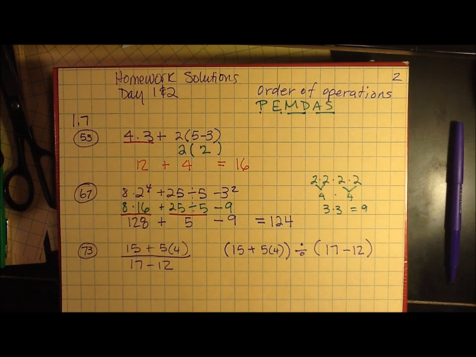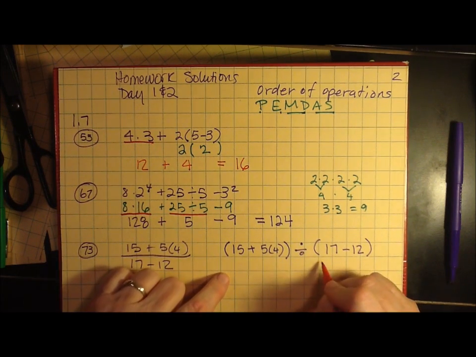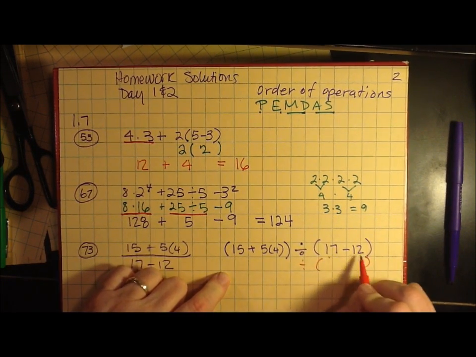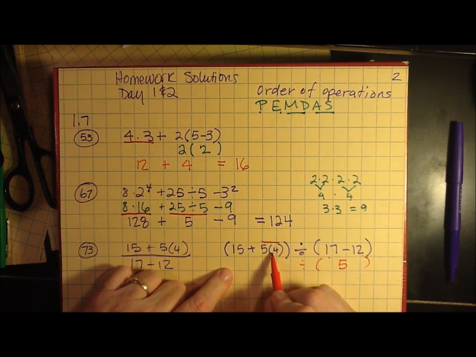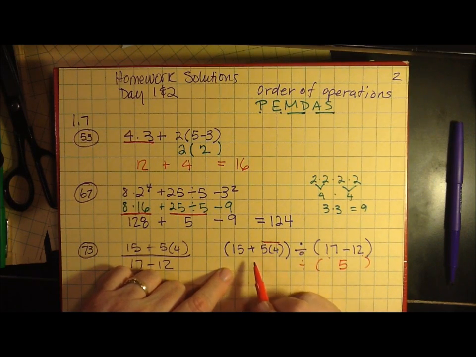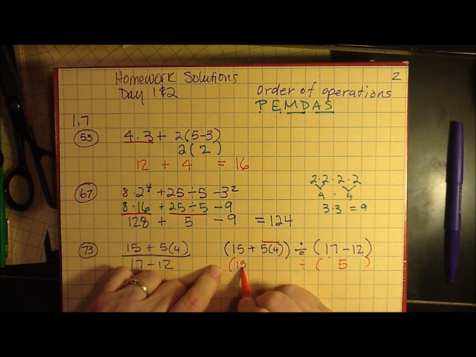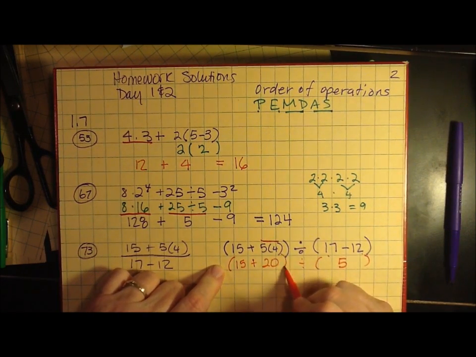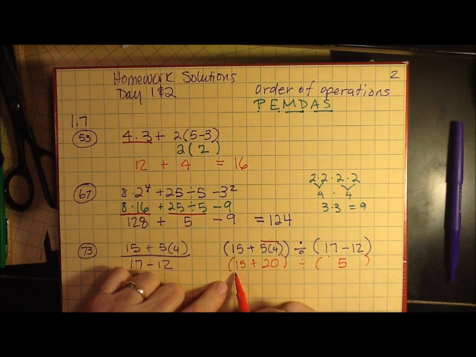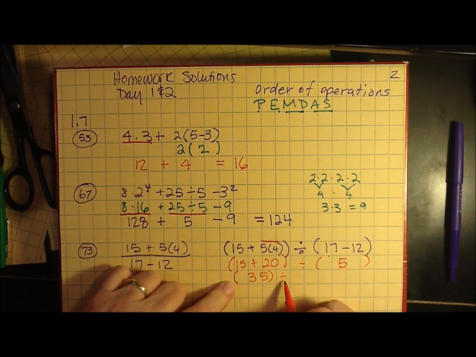So let's see. I have to do what's inside the parentheses first. 17 minus 12 is 5. And here I have to take care of this first because it's multiplication and it beats out addition. So this is still in the parentheses, 15 plus 20. And the next line, now I'm going to combine them. So that's 35 divided by 5. 35 divided by 5 is 7.